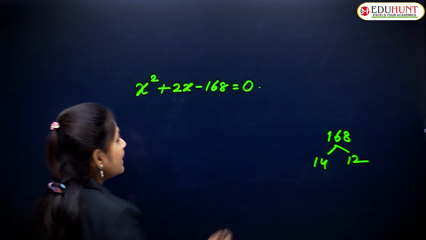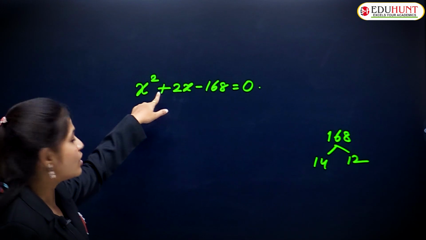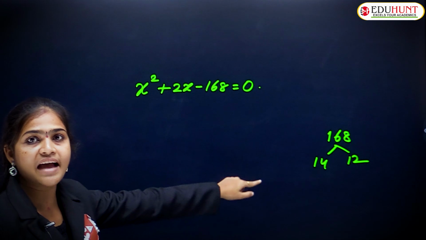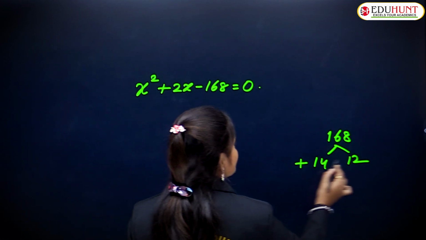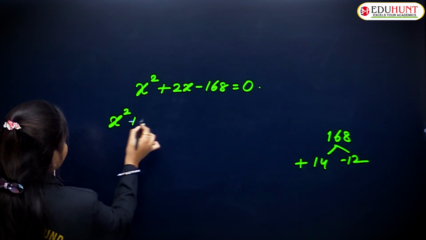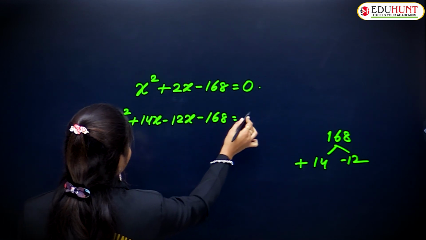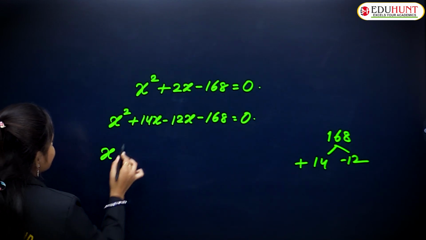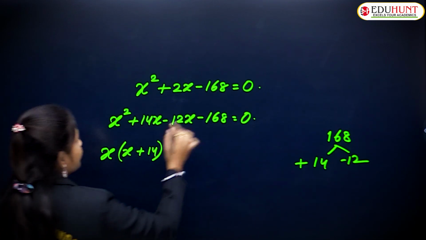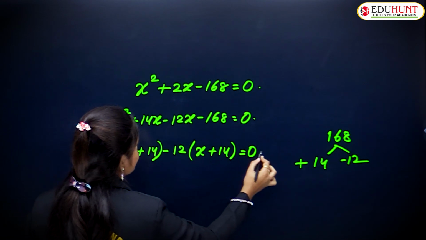We know which number gets the positive sign and which gets the negative sign; that depends on this. The second term has a positive sign, and a positive sign means the greater number gets the positive sign. So this is positive and this is negative. Clear? So x square plus 14x minus 12x minus 168 is equal to 0. Take x as common from the first two terms: x into (x plus 14). From the last two, take minus 12 as common: (x plus 14).